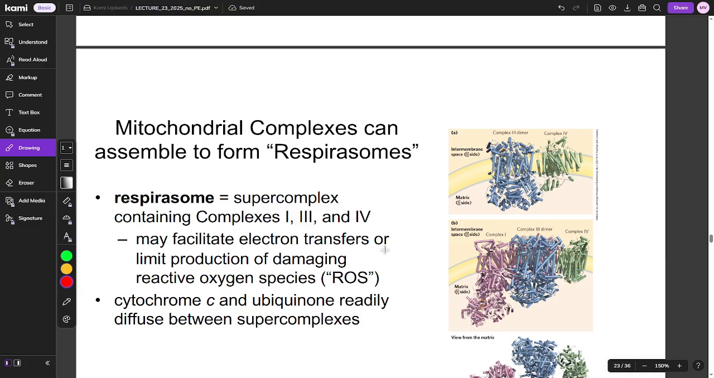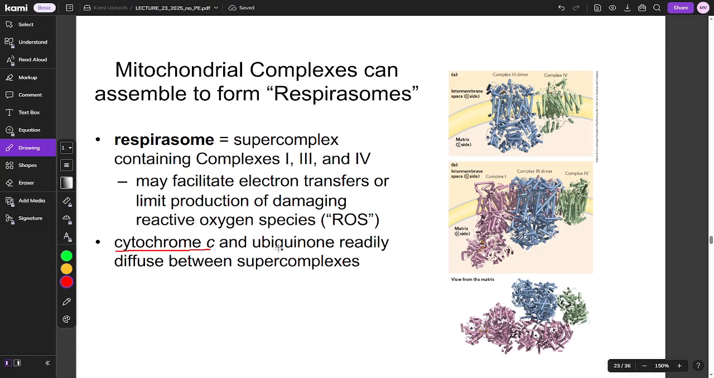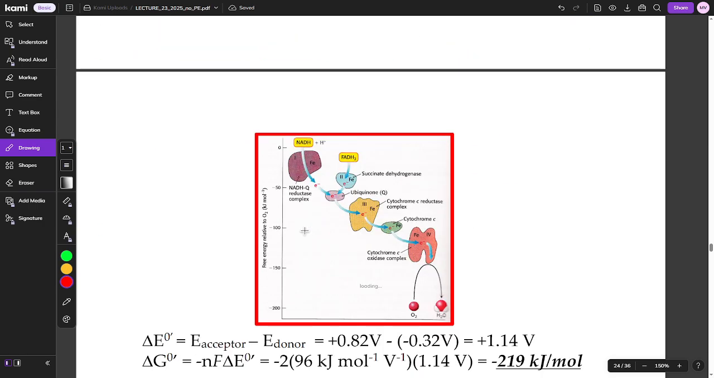And we've already talked about this before, but cytochrome C and ubiquinone readily diffuse. So cytochrome C goes from 3 to 4, and then ubiquinone goes from 1 to 3 and 2 to 3.